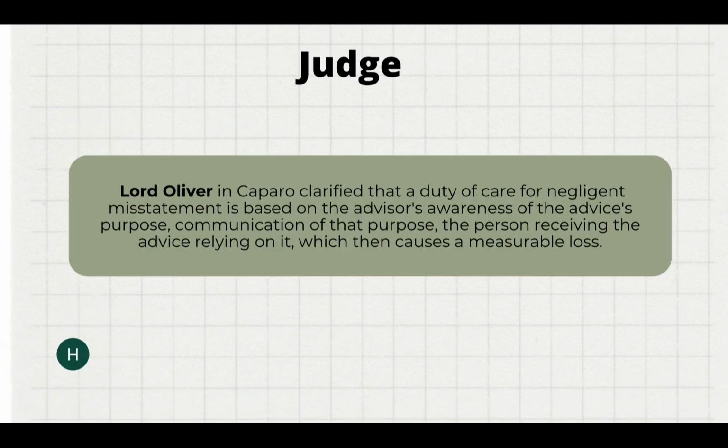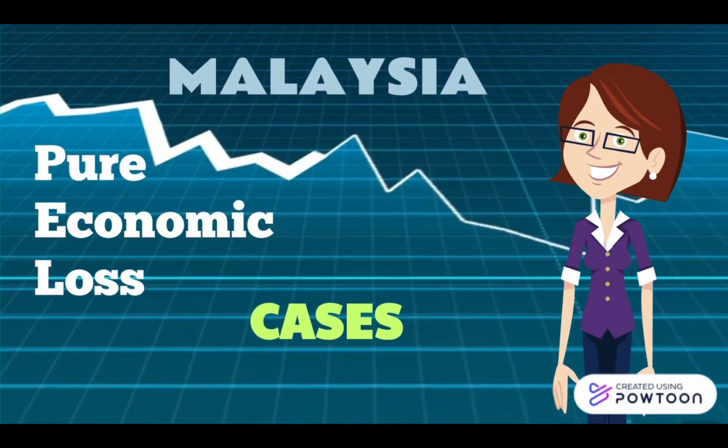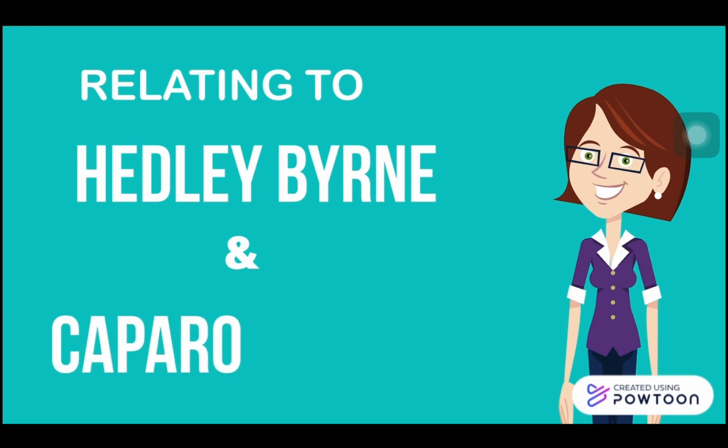Lord Oliver in Caparo clarified that a duty of care for negligent misstatement is based on the advisor's awareness of the advice's purpose, communication of that purpose, the person receiving the advice relying on it, which then causes a measurable loss. So, it is clear that these two cases, Hedley Byrne and Caparo Industries, have substantial impact on negligence law, changing how we approach situations involving economic loss and misstatements. Looking at Malaysia's pure economic loss cases relating to Hedley Byrne and Caparo.